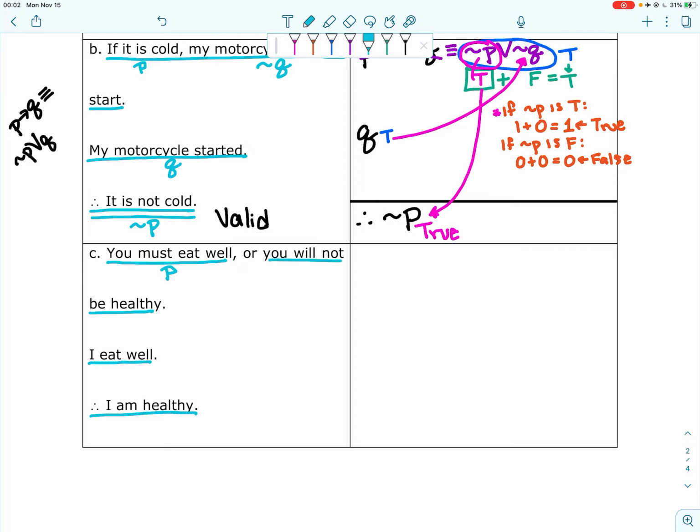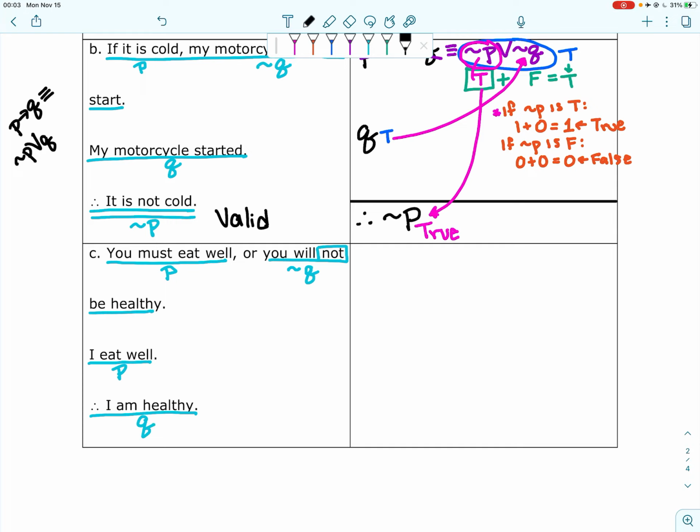So you must eat well is P. You will not be healthy, I'm going to call not Q because I have the word not in the statement. I eat well, you must eat well, those are the same. They're saying the person is eating well. So that's P. Therefore, I am healthy. That's the opposite of not being healthy, so that's going to be Q.